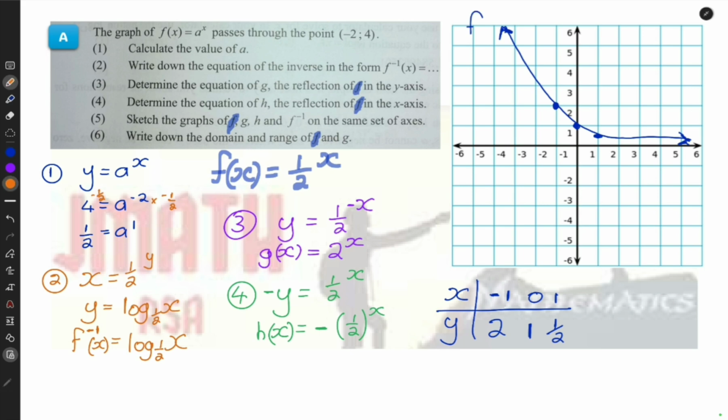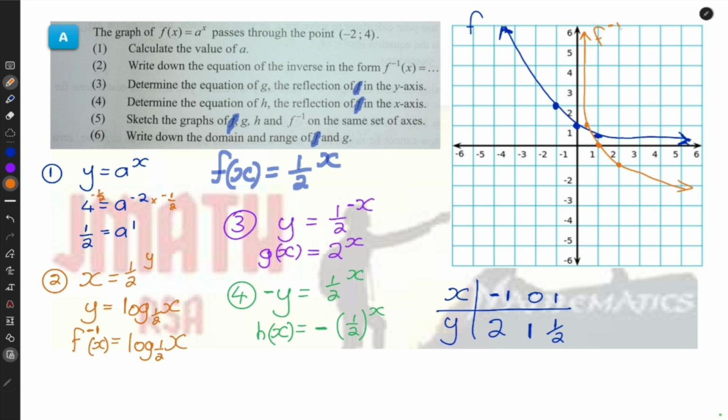With my inverse, I'm going to take the coordinates of f and swap x and y each time. So if my dot was at -1 and 2, it would now be at 2 and -1. If my y-intercept was 1, my x-intercept is now going to be 1. And my other dot at 1 and a half is going to change to a half and 1. With inverses, x and y swap, so the x-axis was my asymptote and now the y-axis is going to be the asymptote. If I connect it, my graph would look something like that, and I can label this f minus 1.